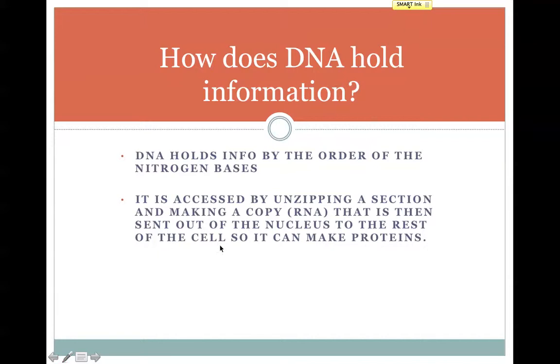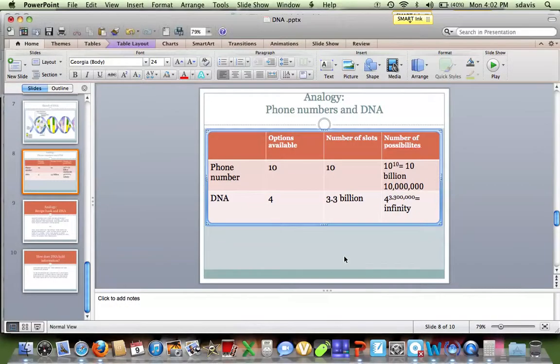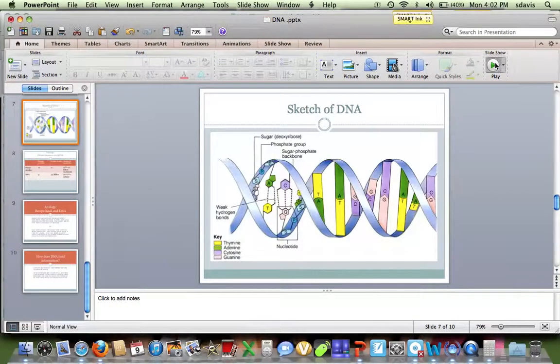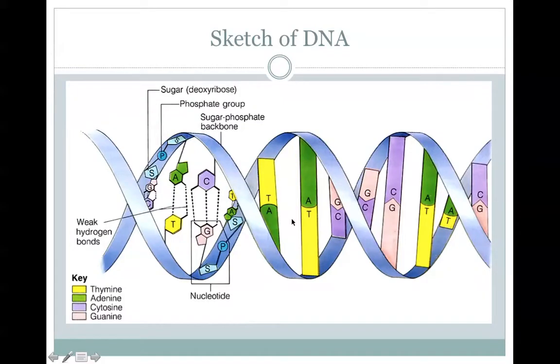So how is it accessed? It is accessed by unzipping a section, making a copy that is then sent out of the nucleus to the rest of the cell so it can make that protein or make proteins. So only a small section of the DNA needs to be unwound. Let's go back and look at this slide here. In fact, I want to show you something. What I mean by unwind is, remember how we talked about this weak hydrogen bond? Well, you can come in here with a special chemical called an enzyme. It's a zipper. It's like chemical scissors, and it can unzip a section of this DNA.